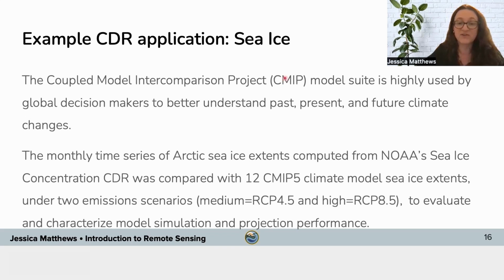The monthly time series of Arctic sea ice extents, as computed from NOAA's sea ice concentration CDR, was compared with 12 CMIP climate model sea ice extents under 2 different emissions scenarios. The medium scenario is referred to as RCP 4.5, and the high emissions scenario is referred to as RCP 8.5. We wanted to evaluate and characterize how those models were simulating as compared to historical remotely sensed observations, as well as understanding how their projections were performing and comparing to each other.